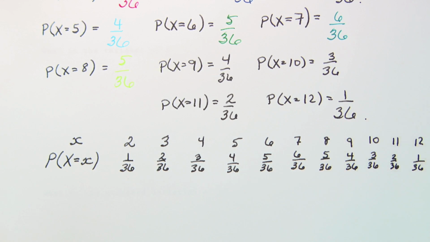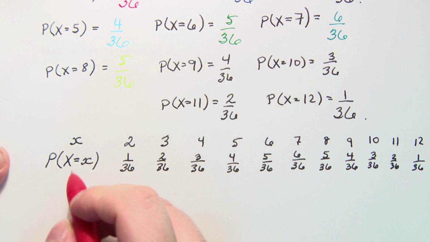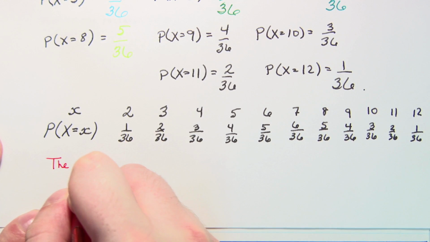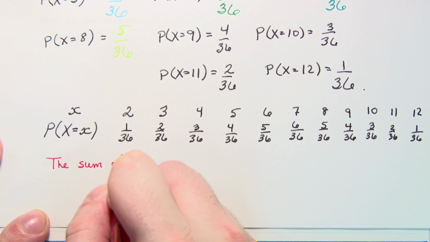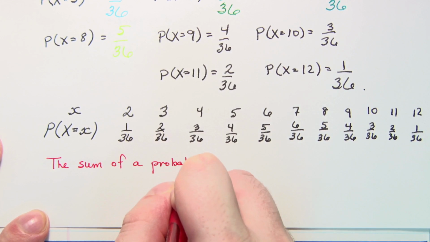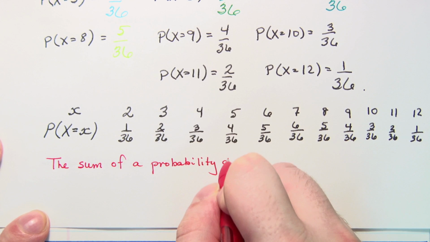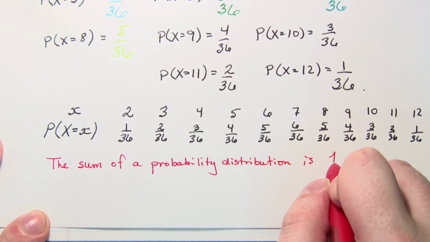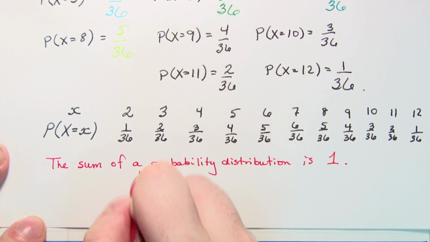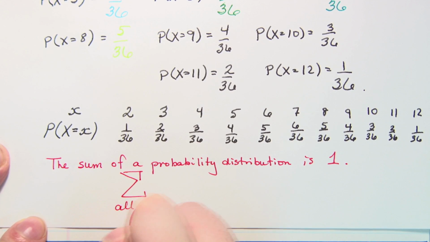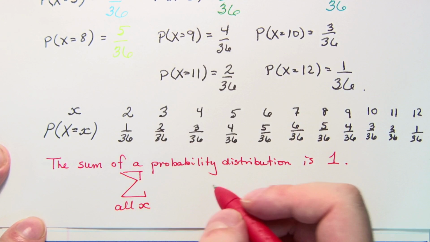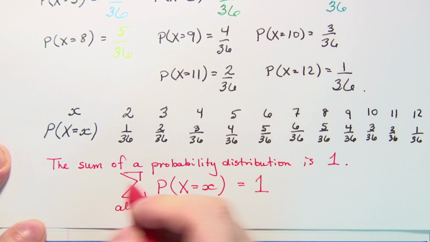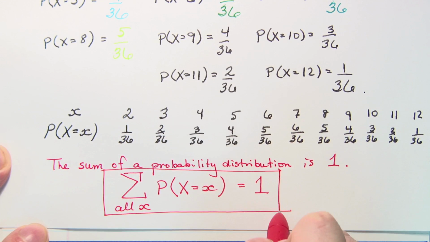So again, this is an important key point. I don't know if I can make this any more red, but this is important. The sum of a probability distribution is 1. Or in mathematical notation, the sum over all the possible values of x of the probability of x is equal to 1.